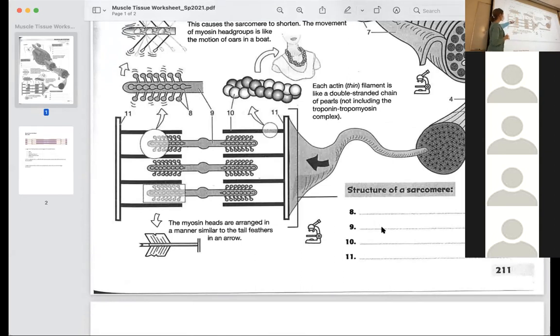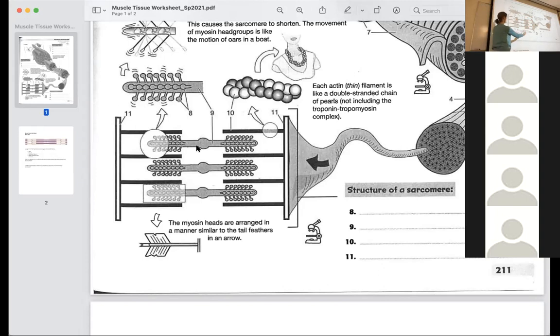So myosin heads, and then what does that make number 9? If myosin heads are there, what does it make this filament? A myosin filament, yep. So there's myosin heads, there's a myosin filament, it's the thick filament. You want to know both of those names, thick as well as myosin. 10, what is this filament called? Actin or thin, yeah, exactly. So that's the actin filament or the thin filament.